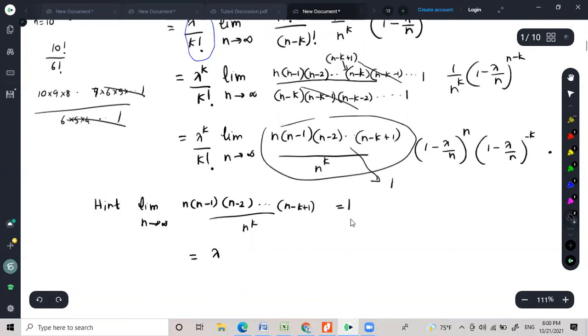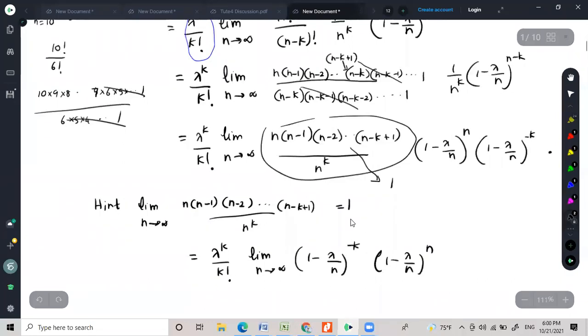Now what do you have? The rest will be the limit as n goes to infinity of 1 minus lambda over n to the power negative k, times 1 minus lambda over n to the power n. Again, if you look at this first part, when n goes to infinity, you see that n is at the bottom. So this whole thing goes to 0. So 1 minus 0 is 1, 1 to the power negative k, you'll end up with 1. So therefore, this part also goes to 1.